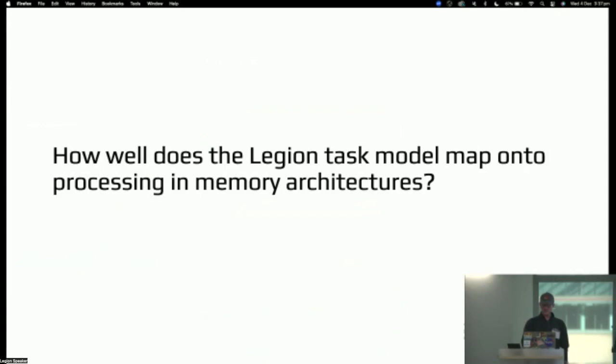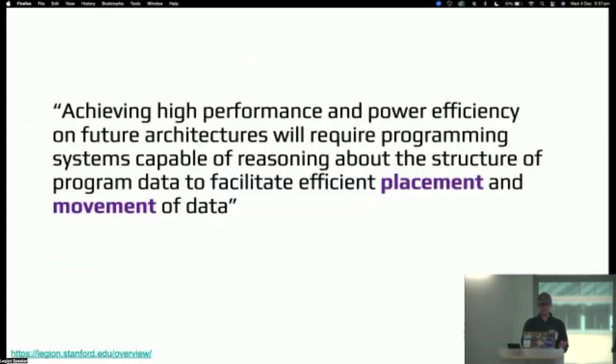So looking back at the overall question: how well does the Legion task model map onto processing-in-memory architectures? This is taken directly from the Legion website front page.